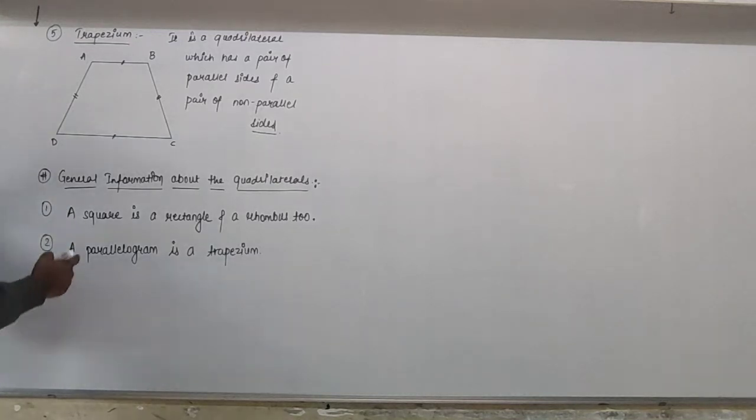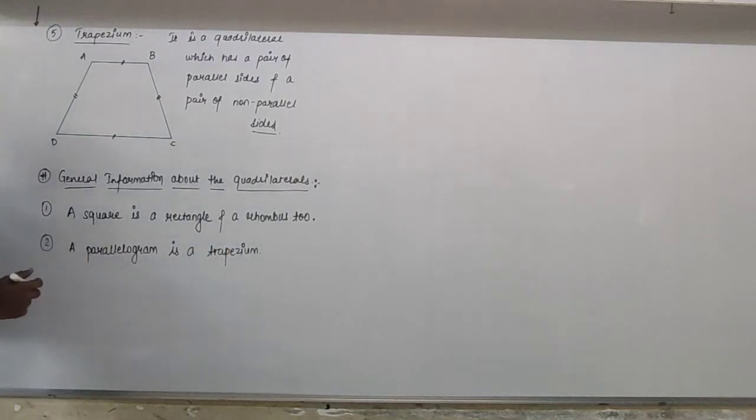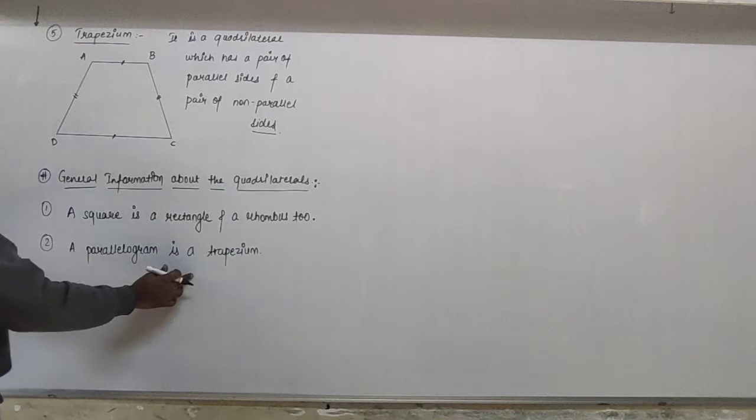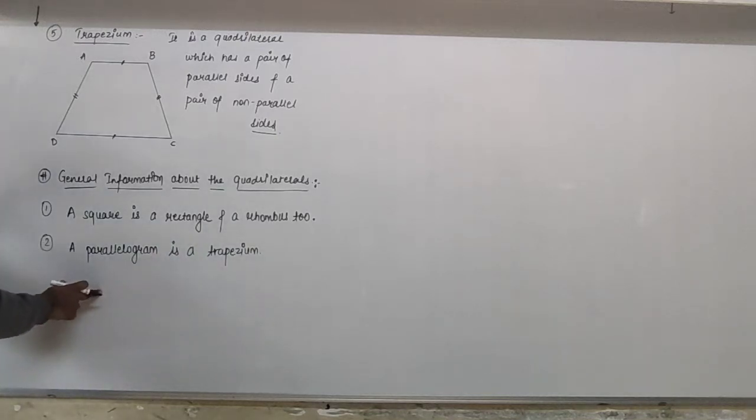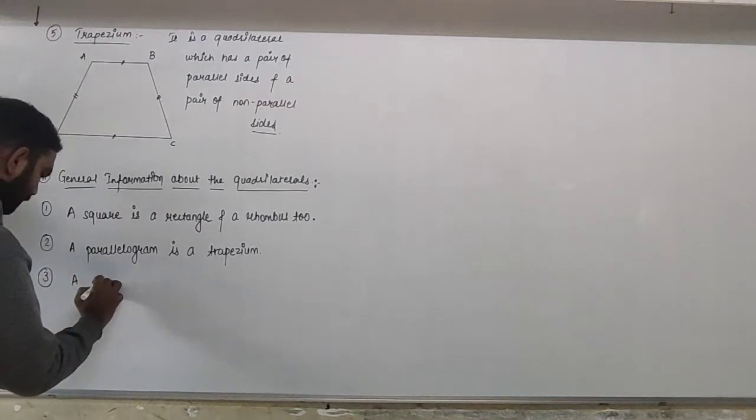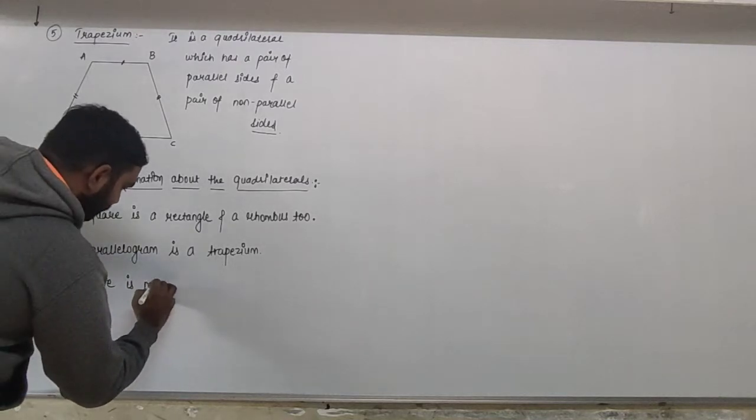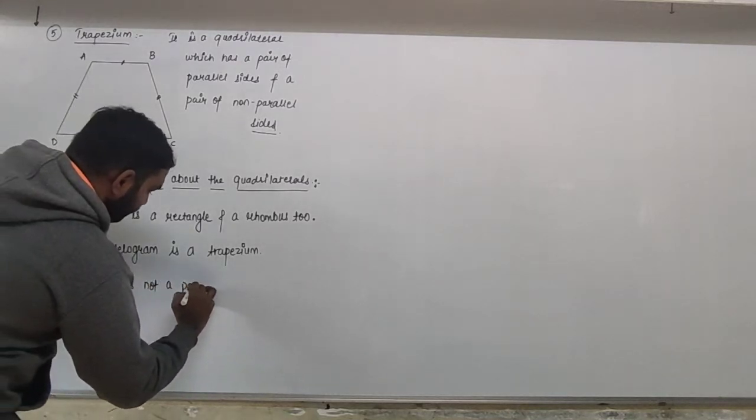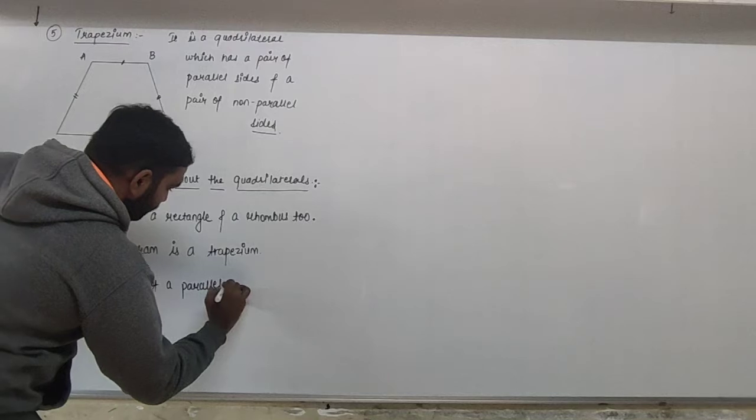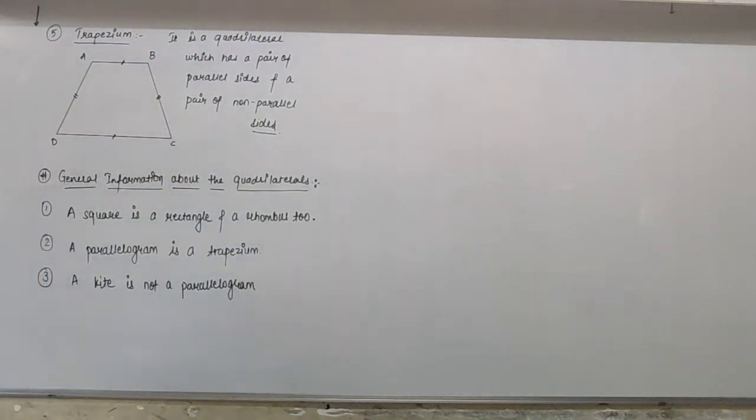So we can say that a parallelogram is a trapezium, but a trapezium is not a parallelogram. Vice versa. Right? A parallelogram is a trapezium, but a trapezium is not a parallelogram. Right? Then the third thing, a kite is not a parallelogram. A kite is not a parallelogram.